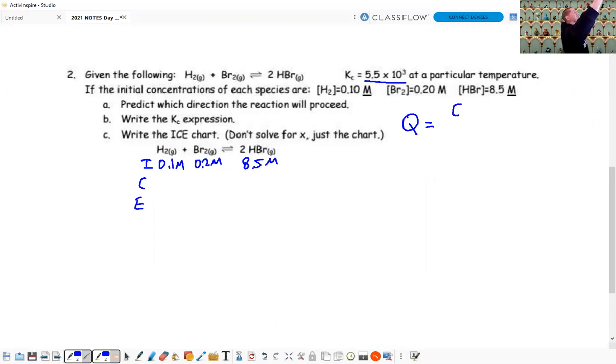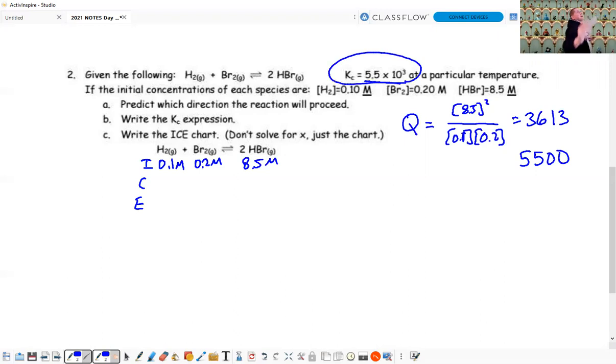So we have HBr, which is 8.5, but it's squared, right? Coefficients become exponents, over 0.1 times 0.2, both to the first power. When you divide that, you get 3613. Now the K value is 5,500 according to our value up there. So Q is less than K, which means we need more products because we need Q to go up to equal 5,500. So this thing is going to shift to the right.